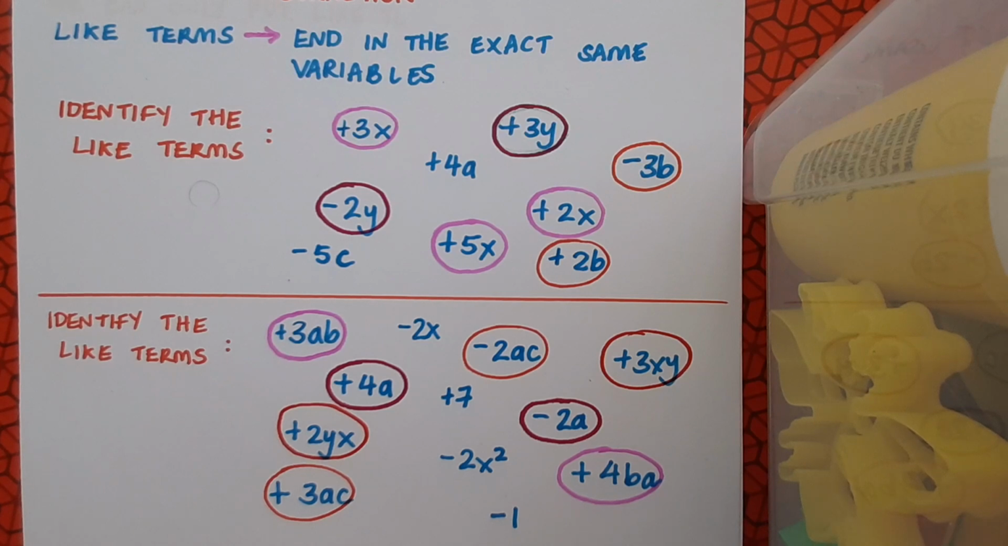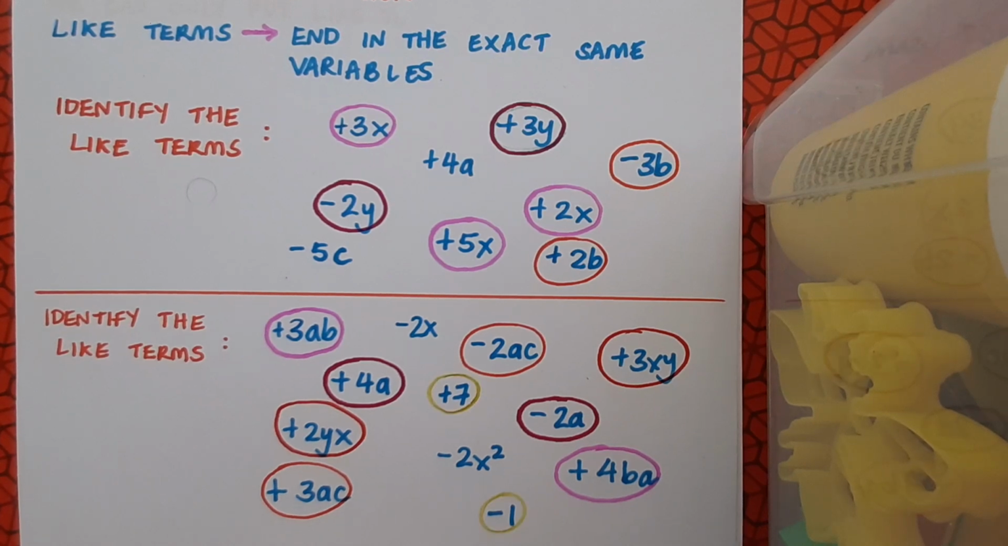I've also got some constants, plus 7 and minus 1, they count as like terms. They don't have any variable at the end, so they end in the same thing if you think of it that way. And finally, I'm left with minus 2x and minus 2x squared.